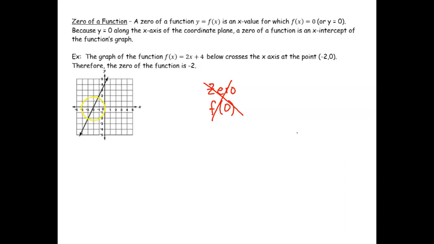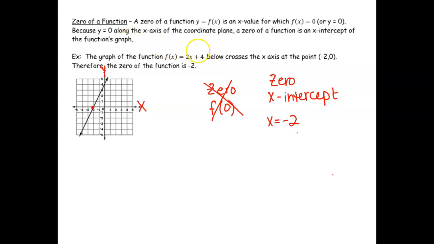So what that means is the zero of a function is the same as the x-intercept. And the x-intercept is where the line or curve crosses the x-axis. Recall this is the x-axis and this is the y. So just by looking at this graph, I can tell that my x-intercept is going to be -2. I'm crossing right here at -2. That's my x-intercept.